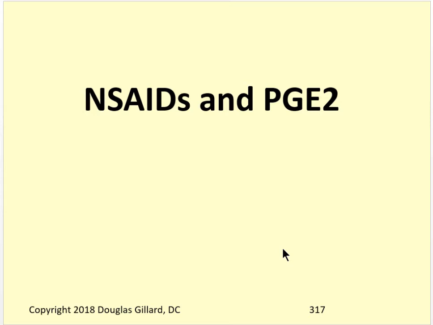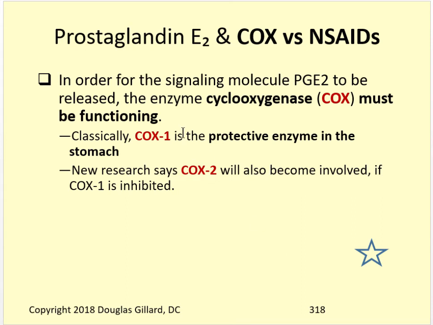So, NSAIDs, PGE2, should be review, I think. PGE2 or prostaglandin E2. So in order for the signaling molecule PGE2 to be released, there's a very important enzyme. So remember, where's PGE2 released from? Those mucosal cells that line the gut of the stomach, or the intestinal part of the stomach. So in order for them to be released and do their job, there's an enzyme involved. And that enzyme is cyclooxygenase, or the infamous COX enzyme.